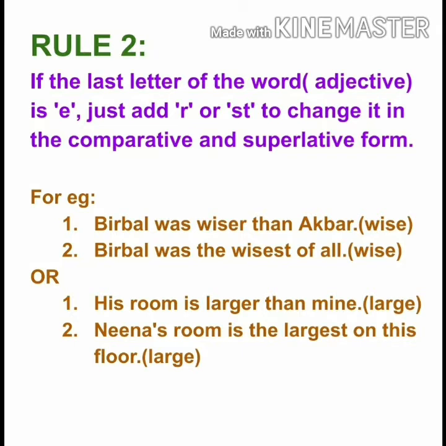Now let's look into the next example. His room is larger than mine. The word large is the adjective here to which only R is added because large ends with the letter E. So there's no need of adding another E to it. Again, a comparison is made between his room and my room.